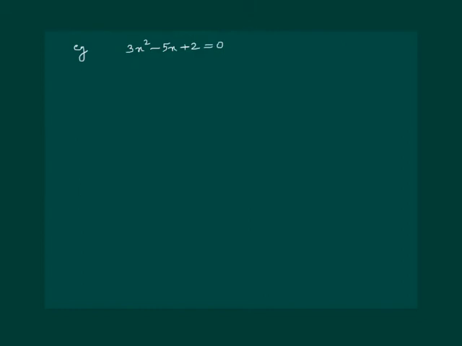Let us consider another example and say we choose to solve this quadratic equation by the method of completing the square. How will we do it? We firstly see that the coefficient of x squared is not a perfect square. So what we can do is multiply the whole equation by 3 so that the coefficient of x squared becomes a perfect square.